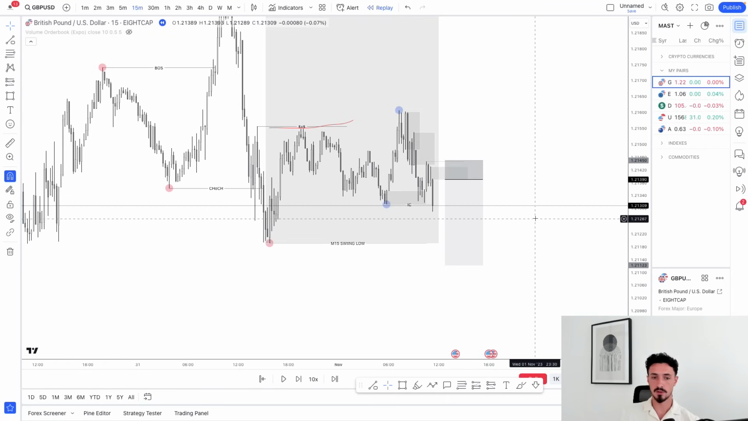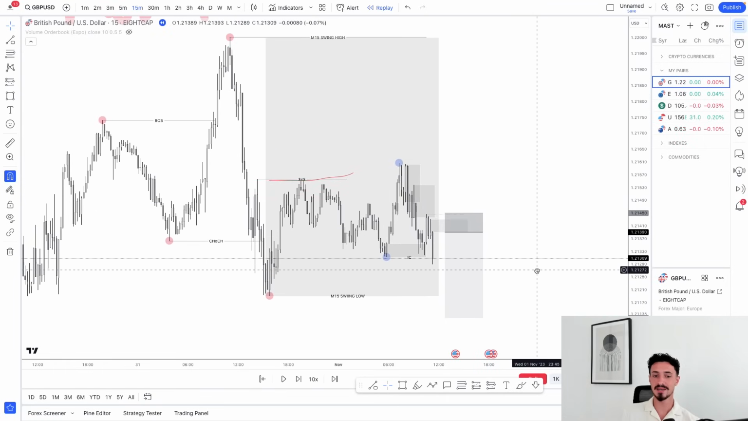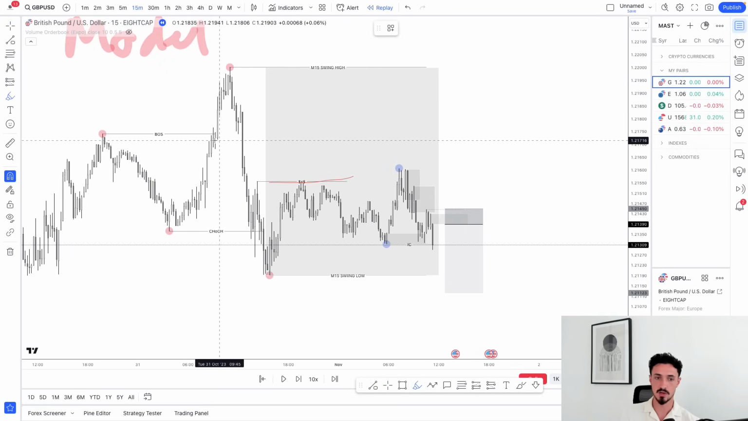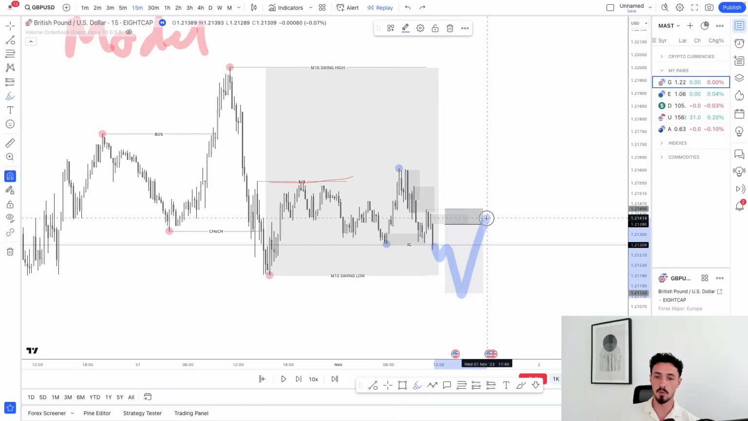So number one, what you will notice is that typically, after we run a swing low, very rarely will we just run the swing low in reverse. Again, you can look right here for the evidence. We run the swing high and price still continues going. We run the swing low, price still continues going. So usually before the reversal, there will still be a bit of a push before reversing.